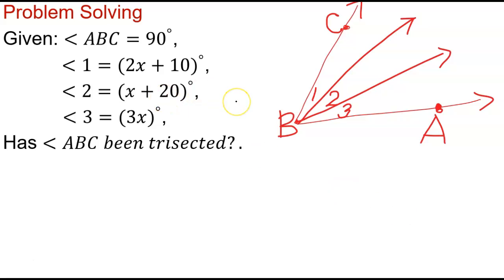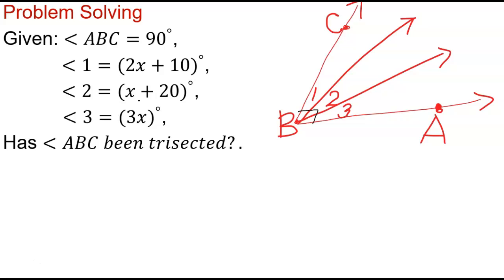We're given that angle ABC is a right angle, so we can draw a little square there. And then angle 1, angle 2, angle 3. Has angle ABC been trisected? Okay, for us to find out, we're going to find the measure of angles 1, 2, 3 and see if they are equal. If the measures are equal, then we know ABC has been trisected. So the first goal is to try to write an equation to solve for x.